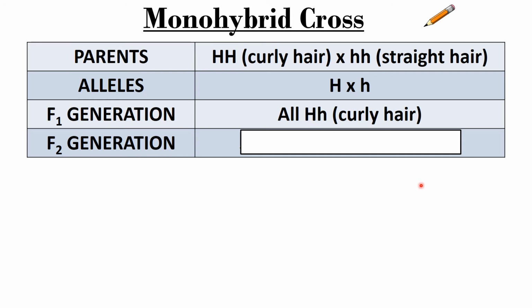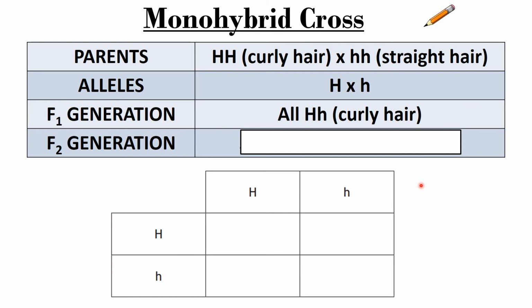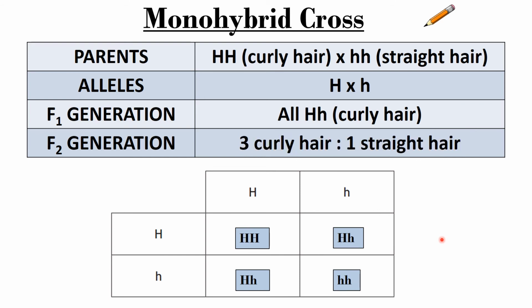Then to do the F2 generation, you need to draw out your Punnett square. So your Punnett square is going to look like so, and you fill it in and you get that, which means that in the F2 generation, you're going to have 3 with curly hair, because they only need one copy of big H because it's dominant, and then you're going to have 1 with straight hair. So that's your monohybrid cross.